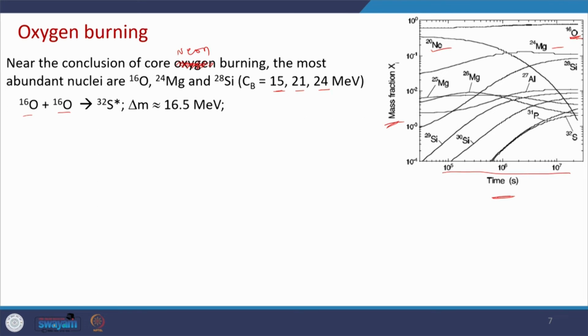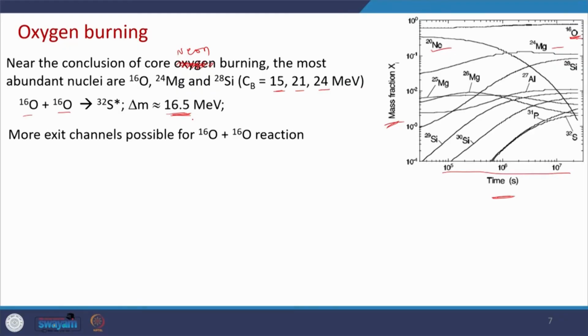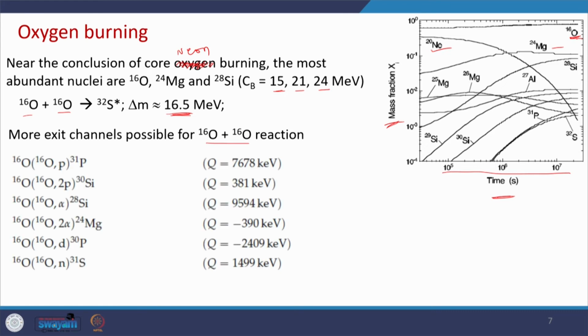As in the case of previous neon and carbon burning, the mass difference is also high, 16.5 MeV. So you can expect a large number of overlapping energy levels, and the reaction proceeds through these overlapping energy levels. With more excitation energy, you can always expect more exit channels for oxygen 16 plus oxygen 16. What are those? Let me quickly give you a list of the possible reactions.